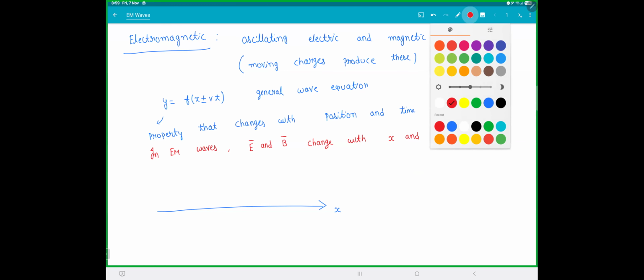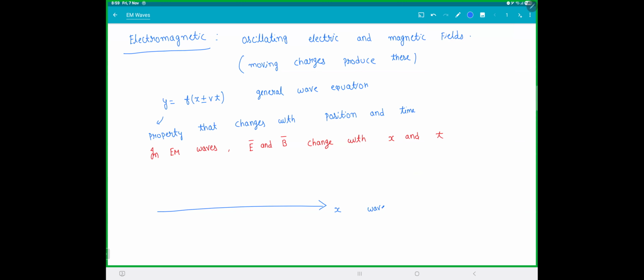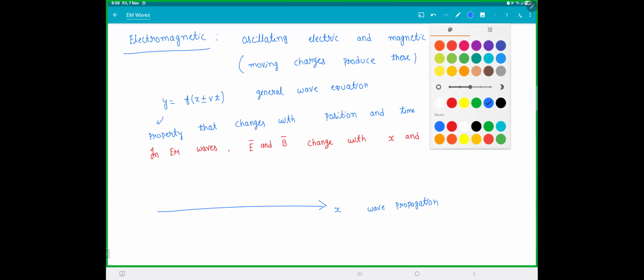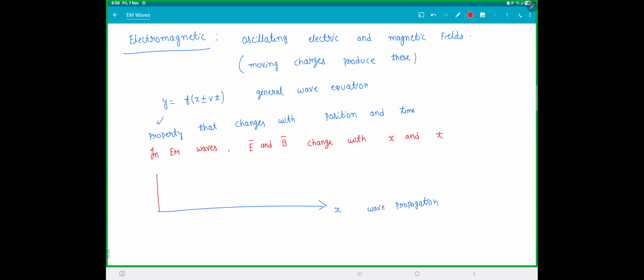So if you have a wave which is propagating in one direction, let's say the x-axis. Now see, electromagnetic waves are transverse waves. That means the property will change in the perpendicular direction. So when the wave is going forward, the electric field will oscillate perpendicular to the wave propagation. I'll show you what it means. At the same time, you also have a magnetic field, which is also perpendicular to the wave propagation, but E and B are also perpendicular to each other.